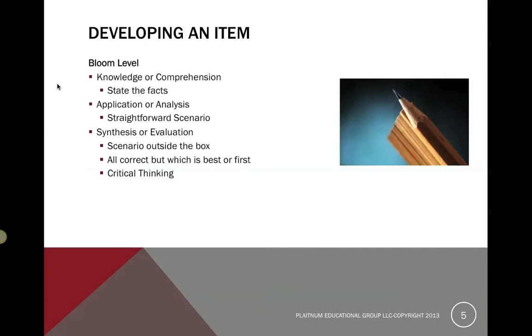In application or analysis, you typically have a straightforward scenario. So you're called into an ICU room or a med-surg room for a patient complaining of difficulty breathing. You identify these signs and symptoms, and so on. Which of the following would best demonstrate that this patient is experiencing a tension pneumothorax? A, distended neck veins. B, C, and D, plausible choices, etc.